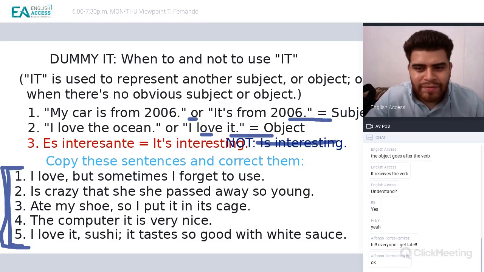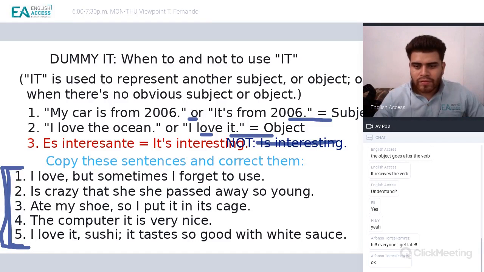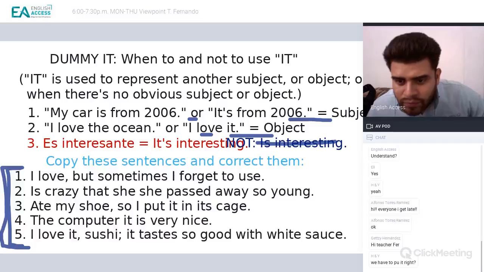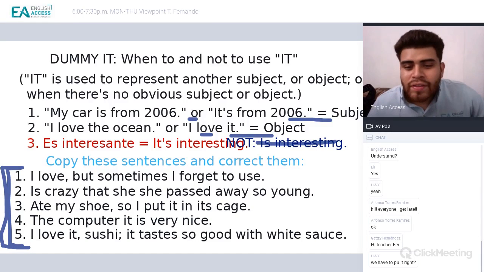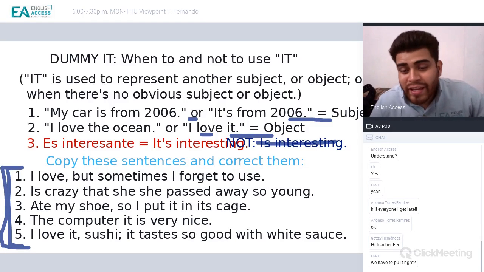Oh, hello, Getsi. Sometimes you put it, sometimes you take it out. Okay?